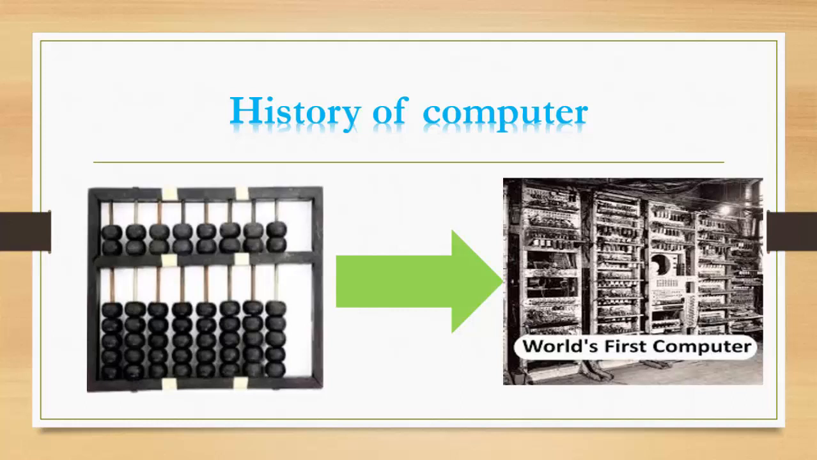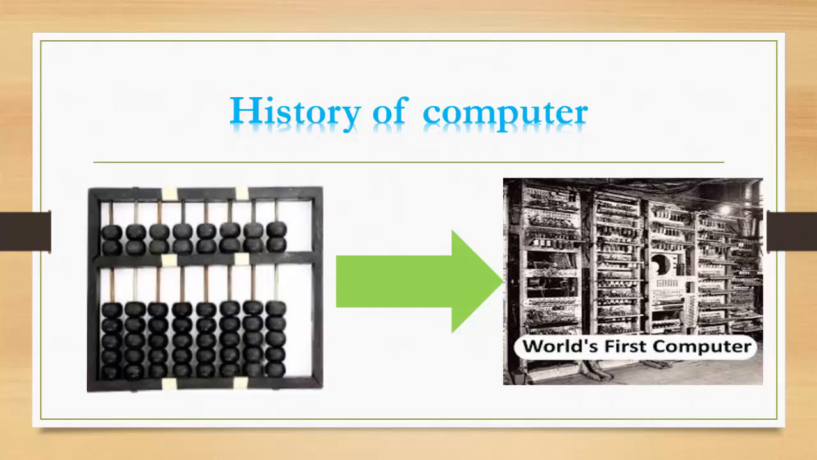Students, in the previous lessons, we discussed the computer's definition, the functionalities of computer, and also the advantages and disadvantages of the computer. In this lesson, students, we will discuss the history of computer, and it's the fourth lesson. Students, as you know, the first counting device was used by primitive people.